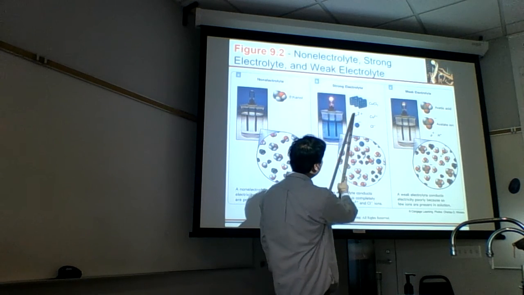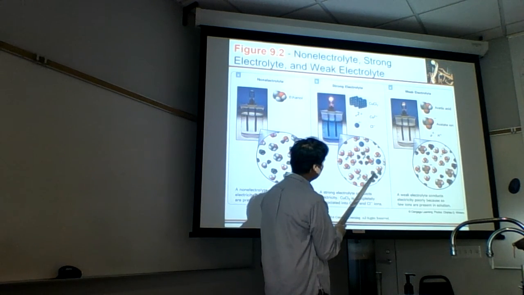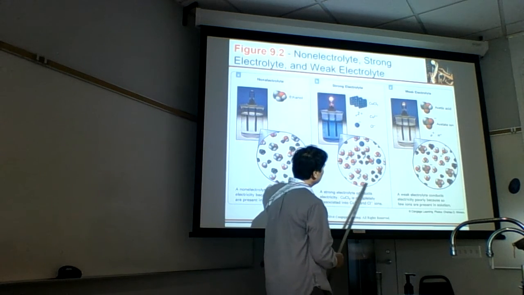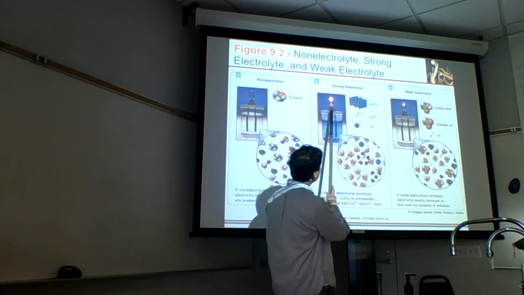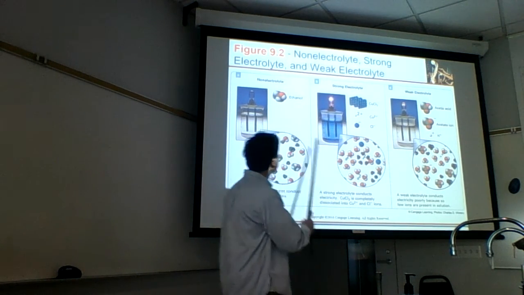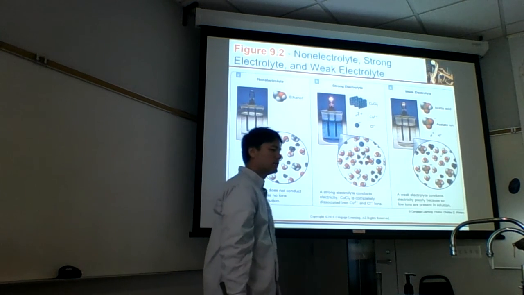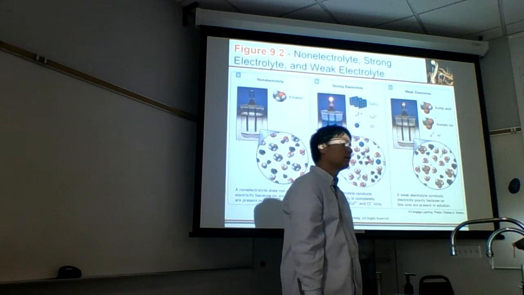All right, so that's for monatomic. For polyatomic, of course, it varies how many atoms there are. But something like this conducts electricity quite well. If it conducts electricity quite well, we call it a strong electrolyte. If it doesn't conduct electricity at all, we call it non-electrolyte. And so electrolyte properties depend on how well it conducts electricity.